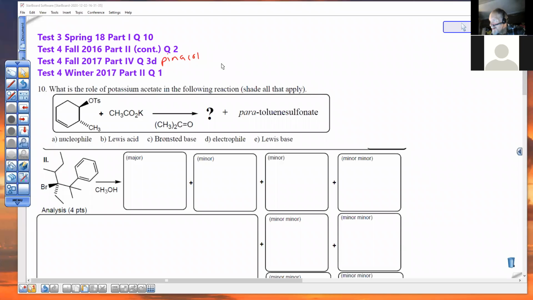Welcome back. And continuing, we are over here and we're going to look at part 1, question 10 from spring 18 right here. We have to do our full analysis here to figure out what the role of potassium acetate is. We do know it's a nucleophile. We can already pick that regardless.